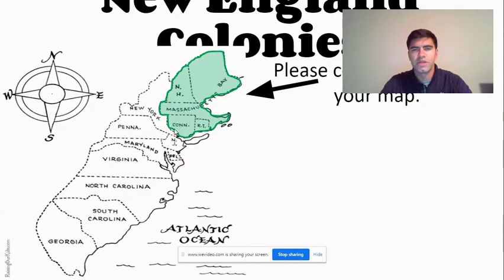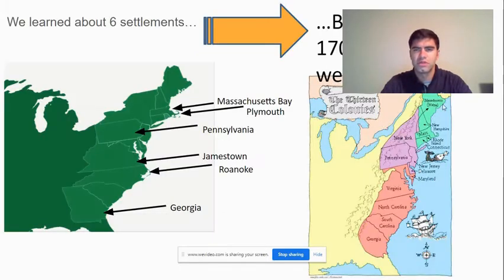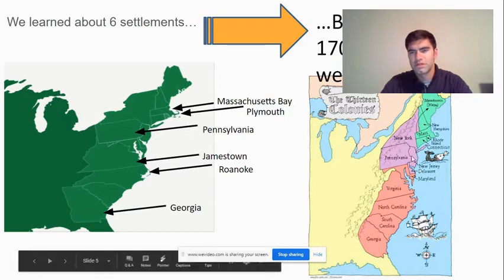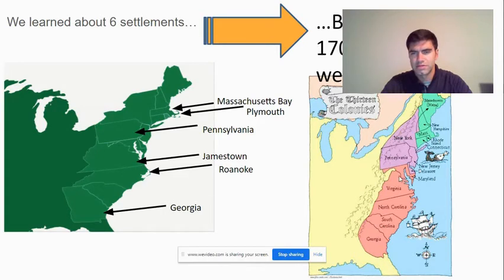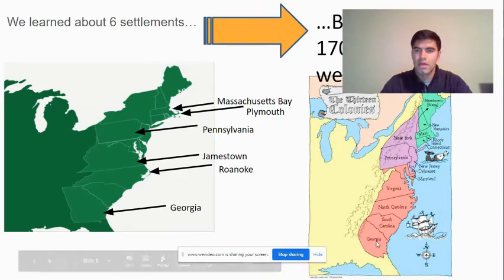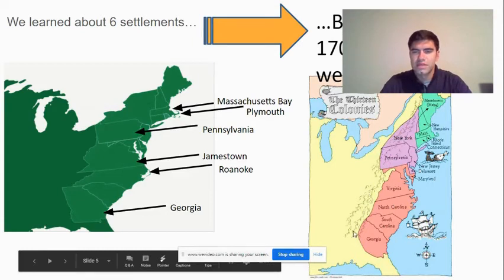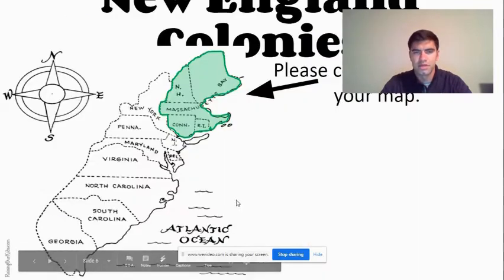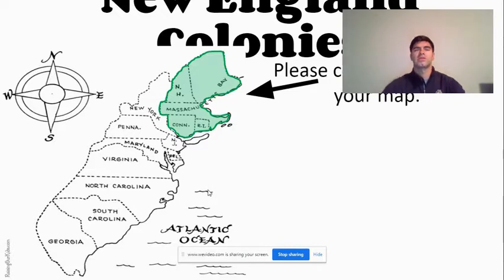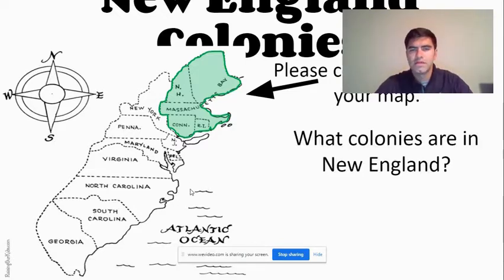So these colonies are going to develop into 3 regions. And the first one is going to be the New England region. The second one that we're going to discuss is going to be the Mid-Atlantic colonies, sometimes referred to as the Mid-Atlantic region. And then the third region we're going to discuss is the Southern region, sometimes referred to as the Southern colonies. So the first region we're going to talk about, like I said, is the New England region.